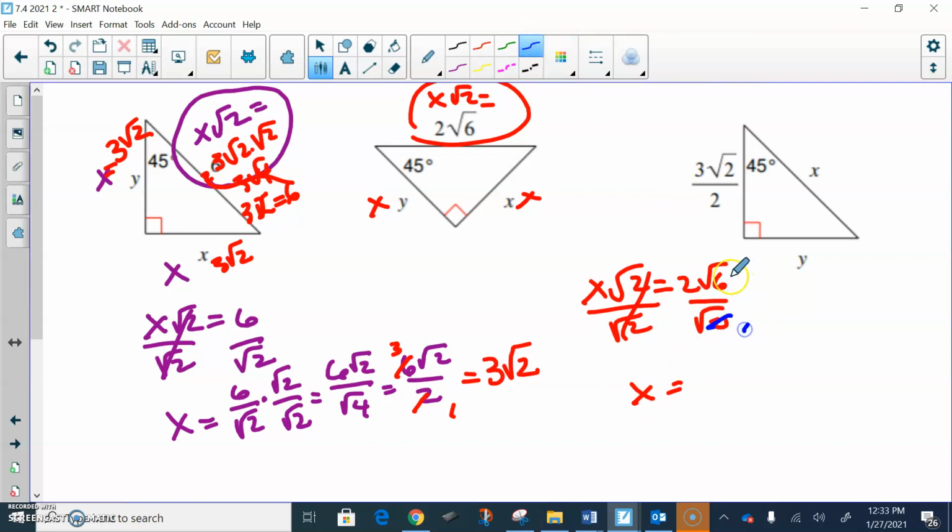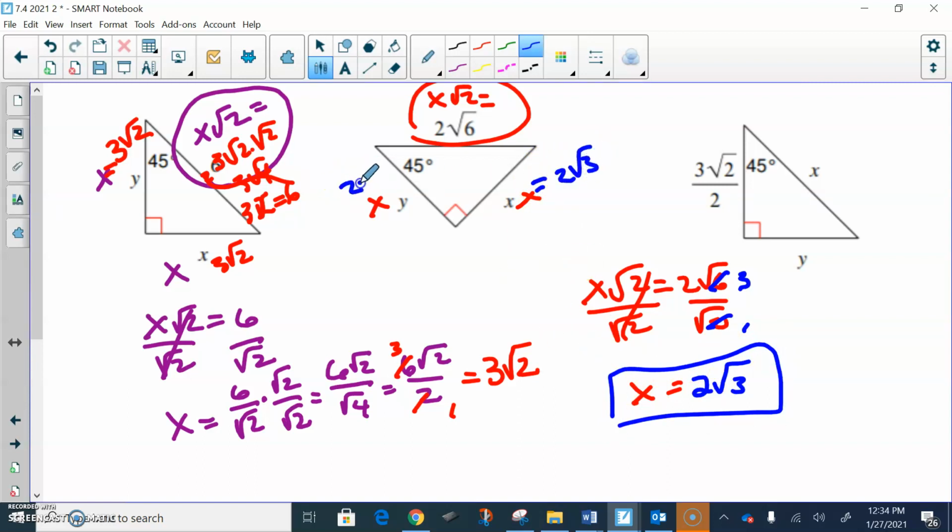2 goes in there once, 2 goes in there 3 times. So we're left with 2 root 3. Square root of 1 is just 1, we don't need that anymore. So the answer to the question, what are the lengths of the legs? They're both 2 root 3. And if you want to check it, you can say, is 2 root 3 times root 2 root 6? Yes, it is.